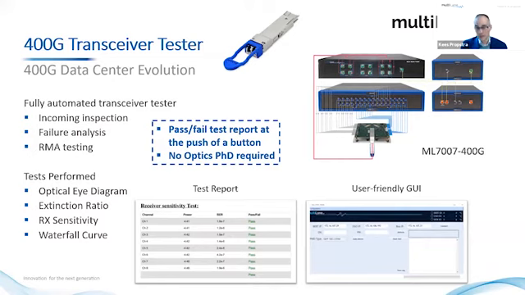And it's really important, obviously, because normally this would require an optics PhD to do this kind of testing, but we put it in a single GUI to get a pass-fail test report. The main thing that we test here is the optical line sight and the receiver sensitivity, with a waterfall curve to understand what the behavior of this transceiver is. Is it spec compliant?